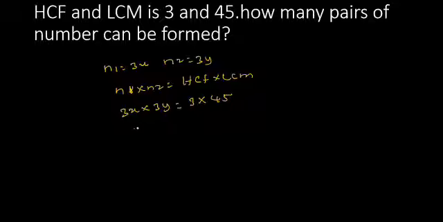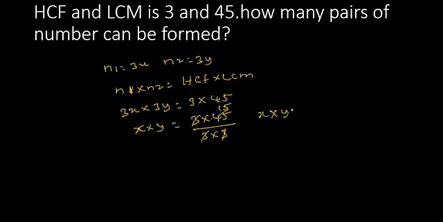Now we will make xy equal to 3 into 45 divided by 3 into 3. This 3 strikes off, and 3 goes 15 times. Now x into y is equal to 15. What are the pairs here? I can make x as 1 and y as 3, x as 1 and y as 15. So 1, 15 is a pair because these two are co-prime to each other.